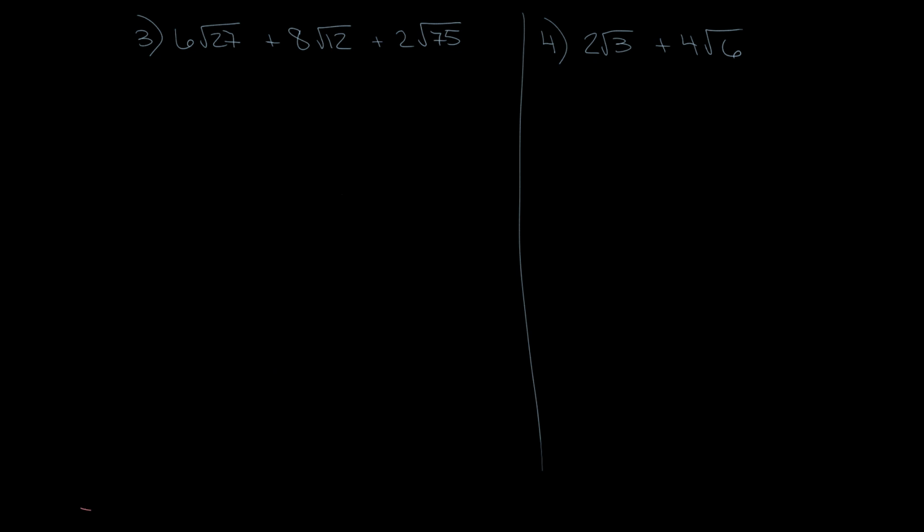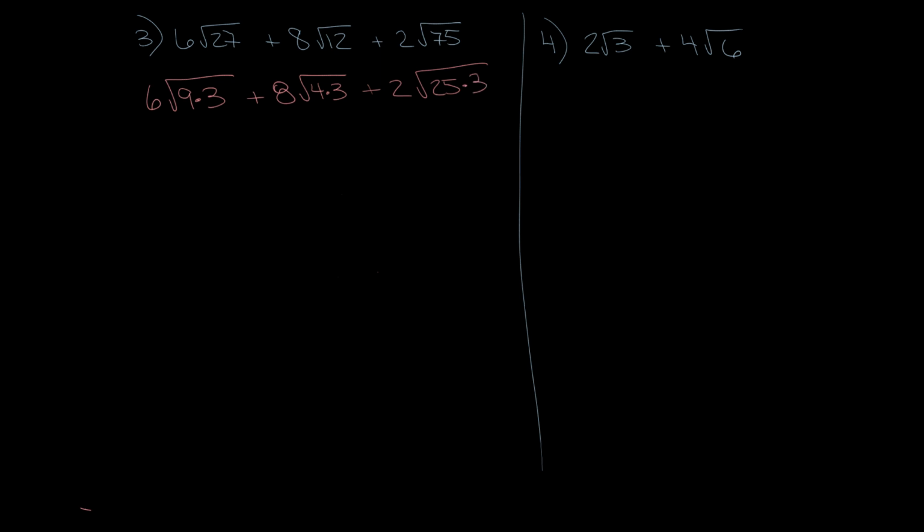You can see in number 3 that none of the radicands are alike, but they need to be simplified. So the square root of 27 is not a perfect square, but 9 is. And 9 times 3 is 27. 8 square root of 12. 12 is not a perfect square, but 4 is. And 4 times 3 is 12. 75 is not a perfect square, but 25 is, and 25 times 3 is 75.